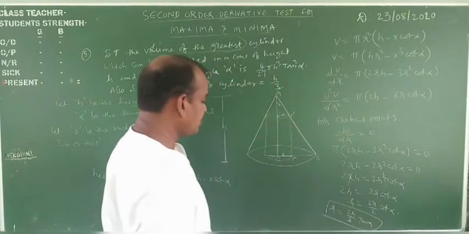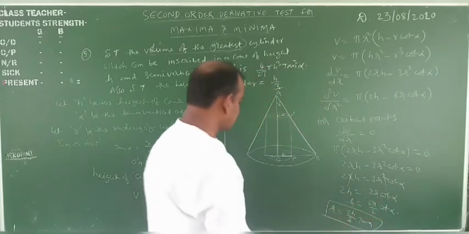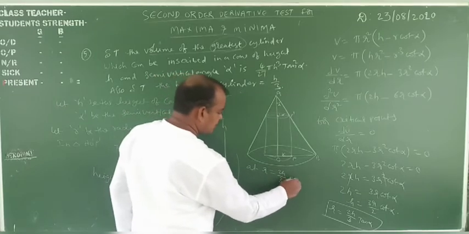R is equal to h by 3 tan alpha. Reverse, 2h by 3 cot means tan. Now h, r is equal to 2h by 3 tan alpha.